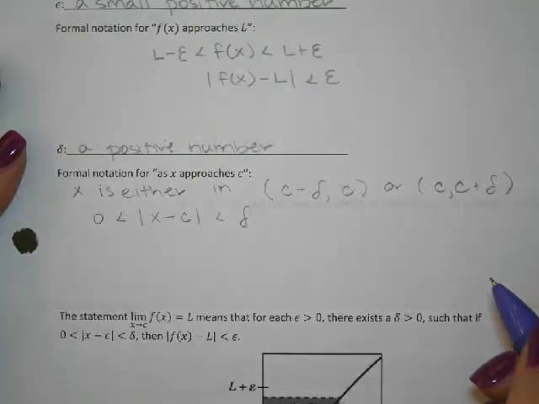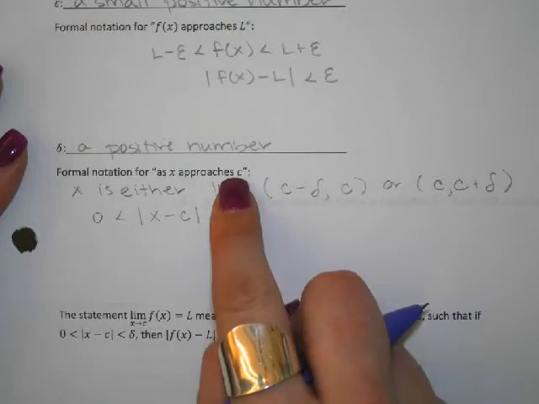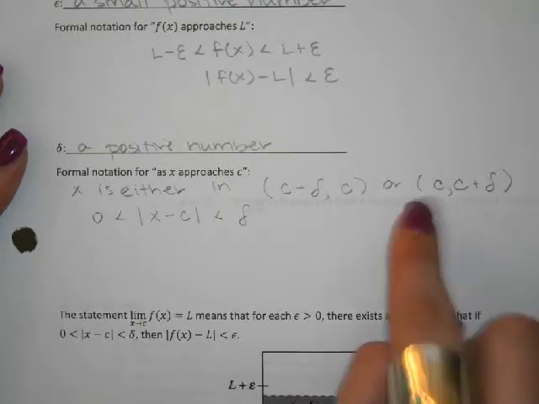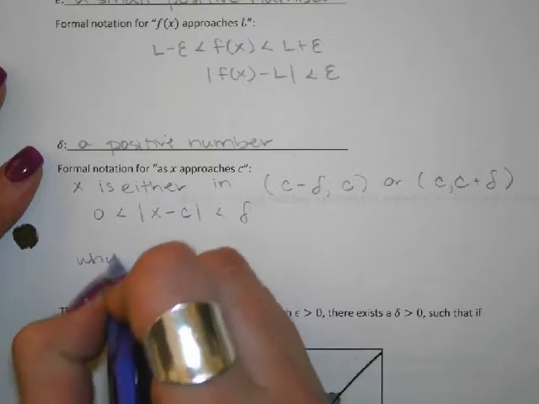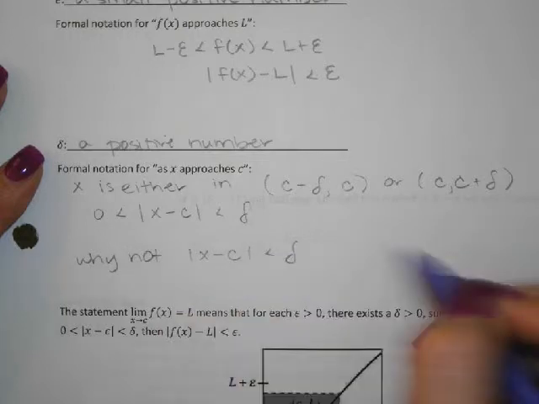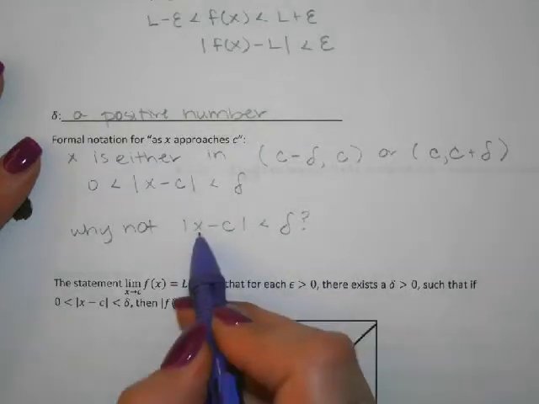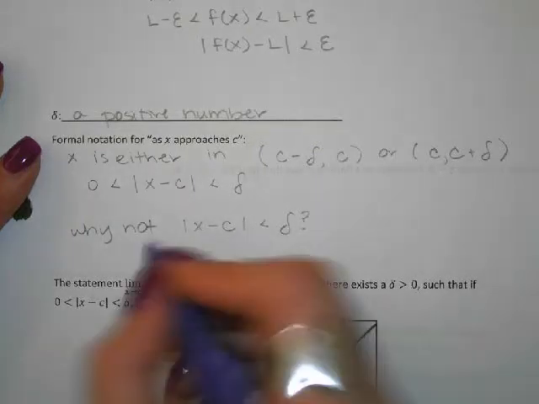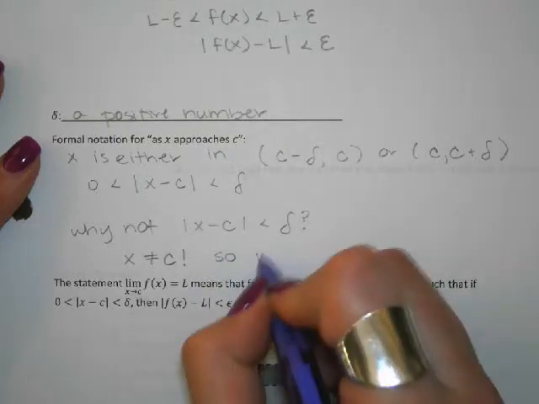So the point of this is to say that as x gets really close to c, it's not exactly at c. It could be a little bit to the left or a little bit to the right, but it can't be c exactly. Okay? So the reason that we don't write this inequality, why don't we write it as the absolute value of x minus c is less than delta? And the reason we don't write it like that is because if you wrote it like that, then your x value could be c exactly, and that's not how limits work. Okay? So x cannot equal c.